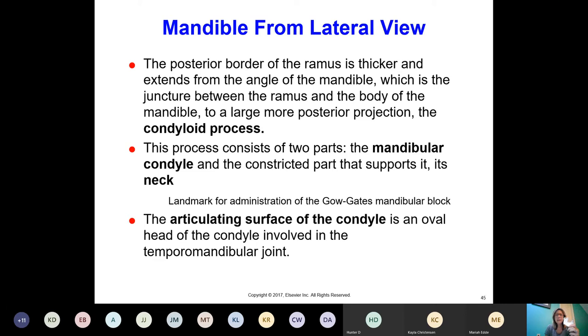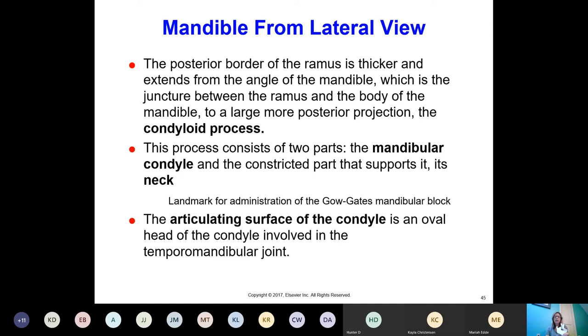And then the other, more posterior projection is called the condyloid process. That would be this up here. I don't know if you can see that. So you have coronoid and you have condyloid. This process consists of two parts, the mandibular condyle and the constricted part that supports it, its neck.